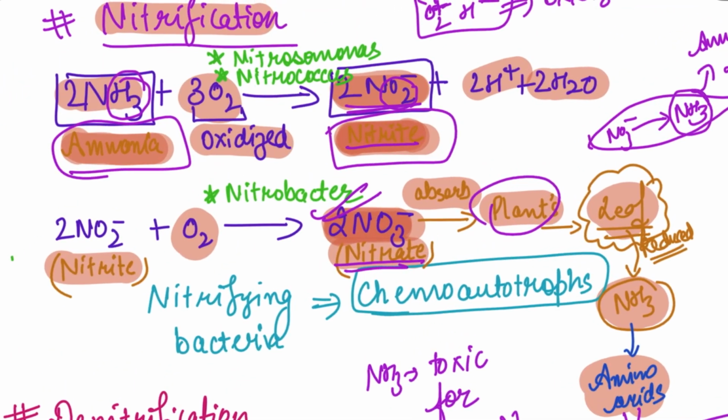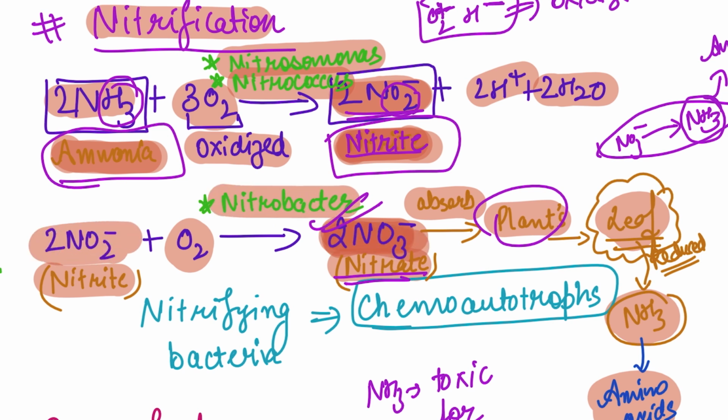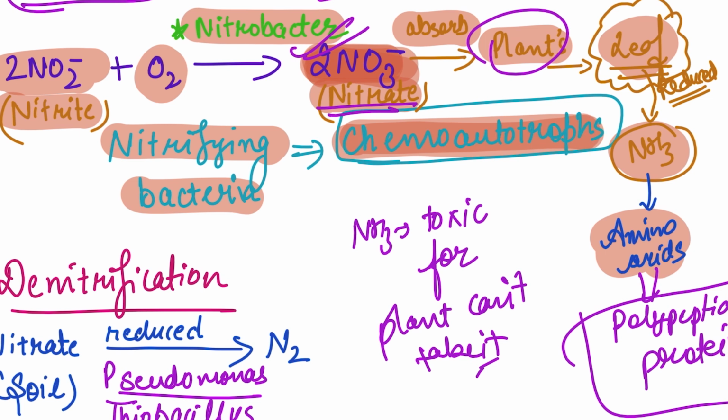Okay, what are the bacteria used? Nitrosomonas or Nitrococcus are used to convert ammonia to nitrite. Okay, and Nitrobacter is used to convert nitrite to nitrate. And nitrifying bacteria are called chemoautotrophs. Why? Because autotroph means an organism that can make its own food, right? But they are chemo because they are using chemicals.